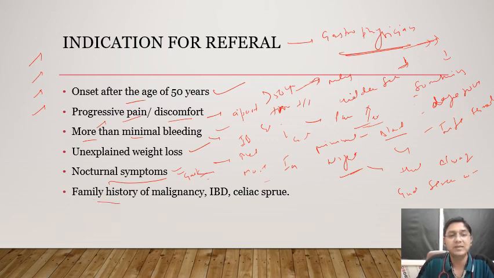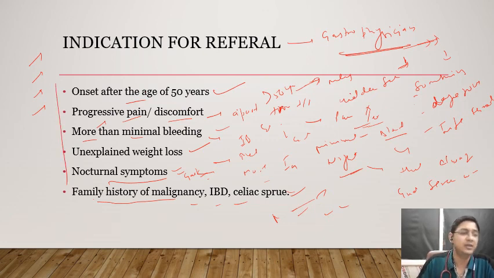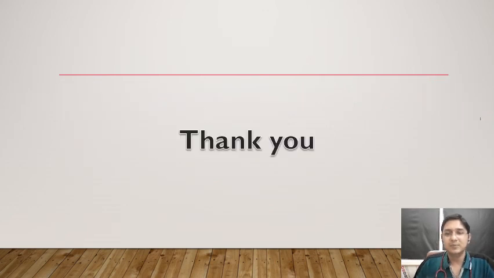And apart from that, if there is any family history of malignancy, IBD, or celiac disease, or the patient says that my father, mother, or first degree sibling has similar disease, then also you have to refer the patient. The super specialty physician will handle it very well. So these are all the points in which you need to refer the patient. Thank you so much. This is all about IBS.